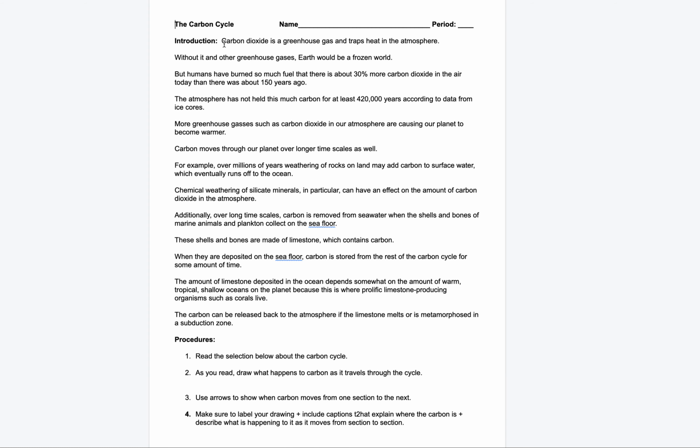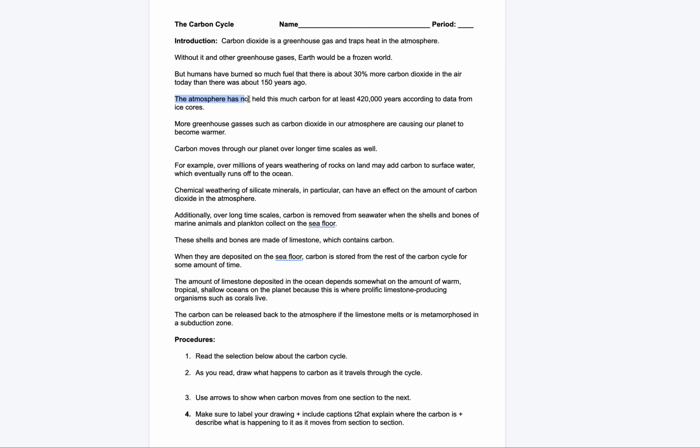It says right here, carbon dioxide is a greenhouse gas and traps heat in the atmosphere. So that's what a greenhouse gas is. A greenhouse gas is a gas that traps heat in the atmosphere. Without it and other greenhouse gases, Earth would be a frozen world. But humans have burned so much fuel that there is about 30% more carbon dioxide in the air today than there was about 150 years ago.